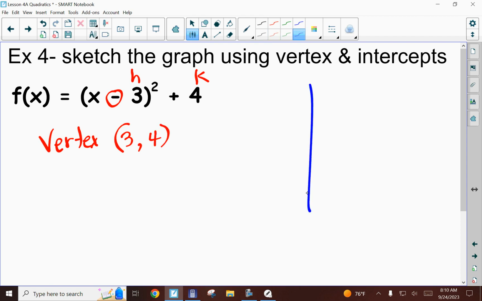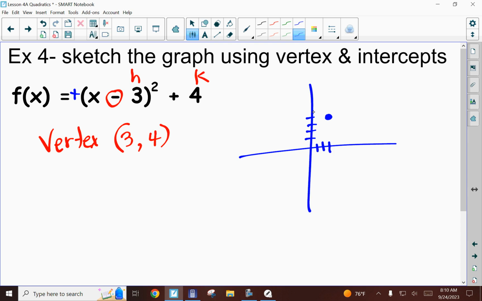So we can actually start this sketch immediately. So we're going to go 3 to the right, and then 4 up, 2, 3, 4. Now, because of our knowledge of parabolas and just graphs in general and how they work, we know that a is equal to positive 1. So we know that this graph has to go up. If it's going up, it's not going to have any x-intercepts.